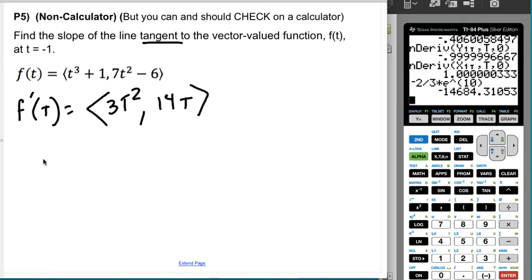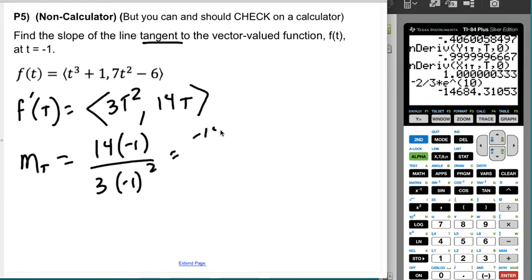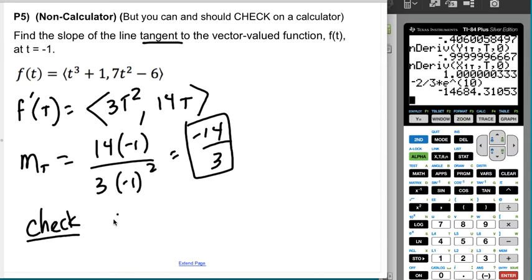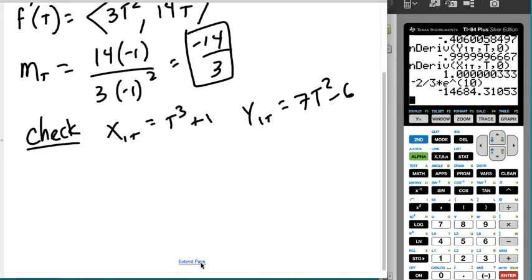And that's it. So my tangent slope is going to be the 14 times the negative 1 over the 3 times the negative 1 squared. So I'm going to get a negative 14 over a positive 3, and that's it. When I go to check, right, I would put in my x1t as a t cubed plus 1. I'd put in a y1t as a 7t squared minus 6, right?